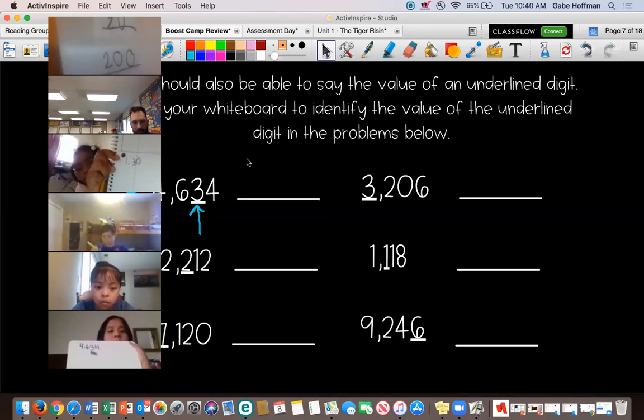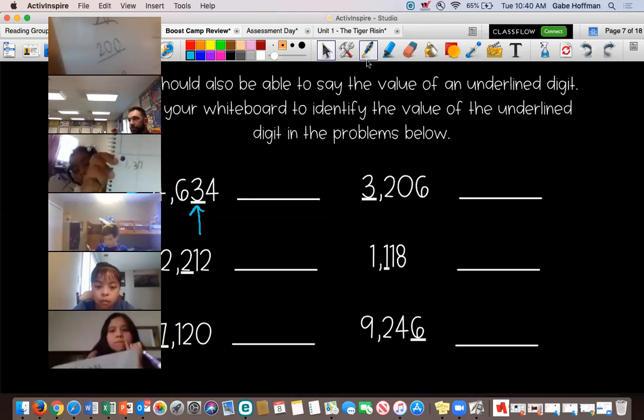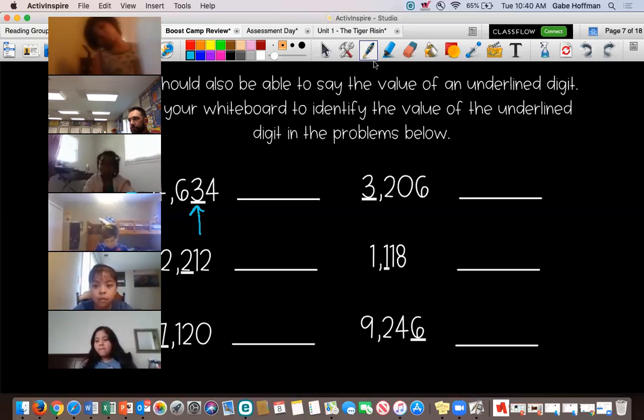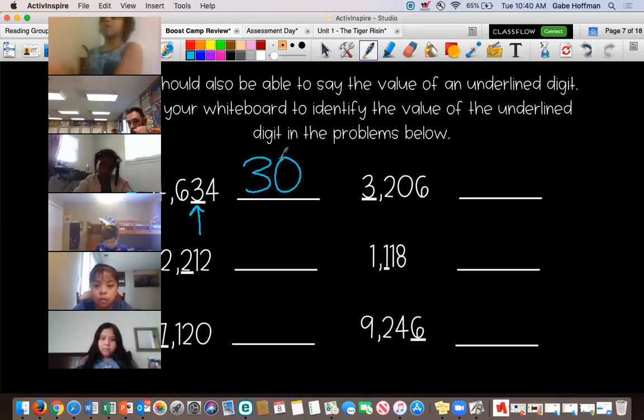So if you wrote 30, which I think most of you did, that is correct. So the 3 is in the tens place. That's the place. So the value is 30.